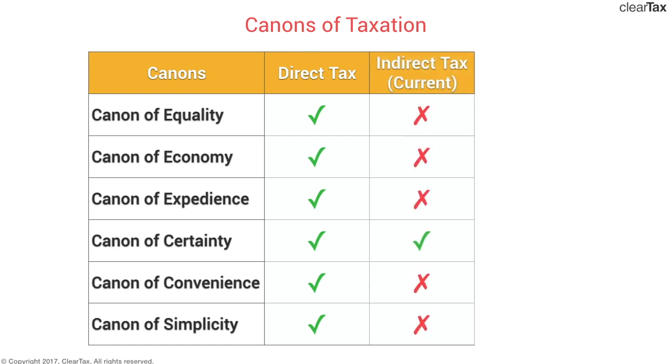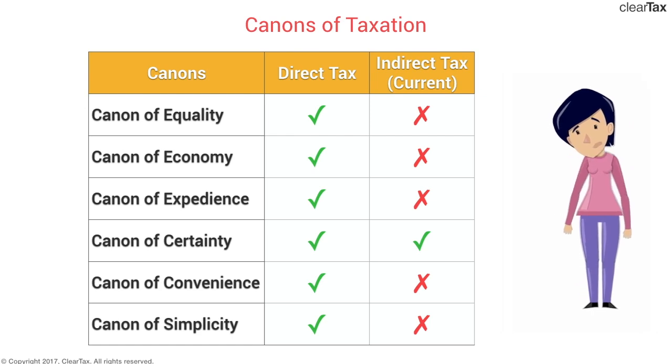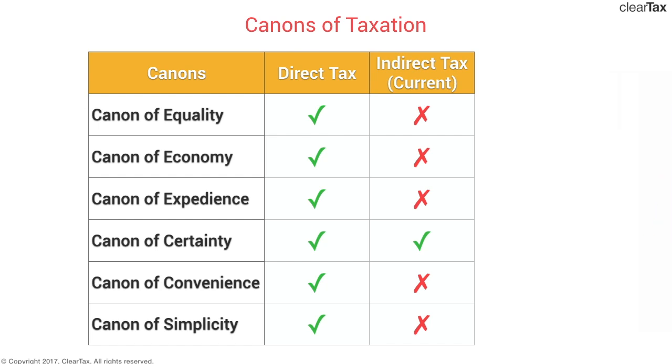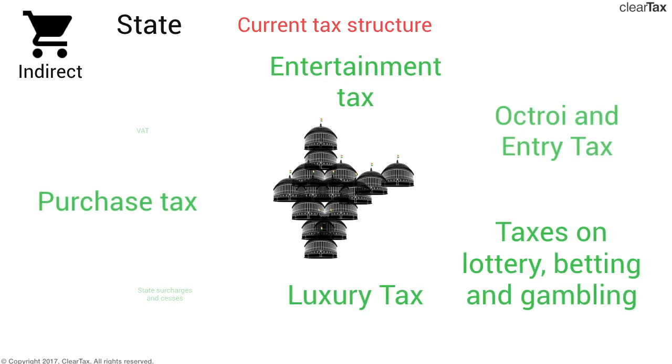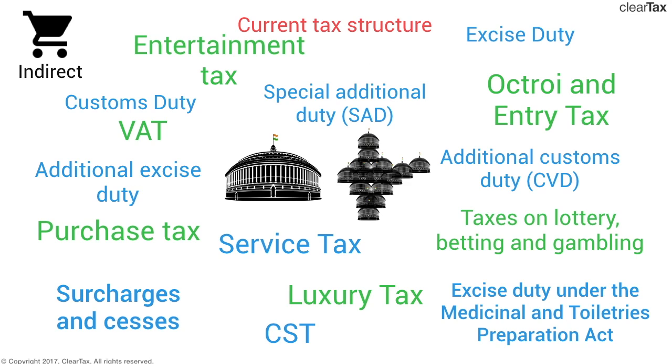And because of this, as you can guess, for the indirect tax system which is in existence, most of the canons are not ticked. In fact, only one canon, certainty, is ticked. Why? Because there is a prescribed rate of tax for all the taxes, there's a mechanism for payment of tax, and obviously you know where to pay tax. All other canons are unticked because there are so many different taxes that it is not economical, convenient, or simplified for any of the taxpayers to actually go pay tax.